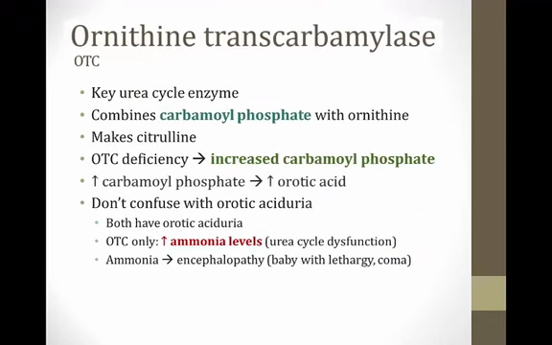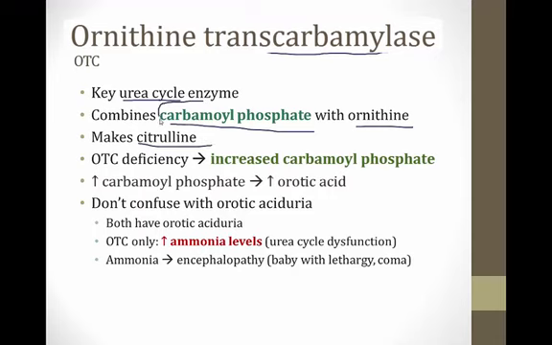There is another metabolic disorder that causes high levels of orotic acid to occur in the plasma and in the urine, and you don't want to confuse that with orotic aciduria. That other disorder is a deficiency of the enzyme ornithine transcarbamylase. This is an enzyme that's very important in the urea cycle for metabolism of ammonia into urea. It combines carbamoyl phosphate with ornithine to make citrulline.